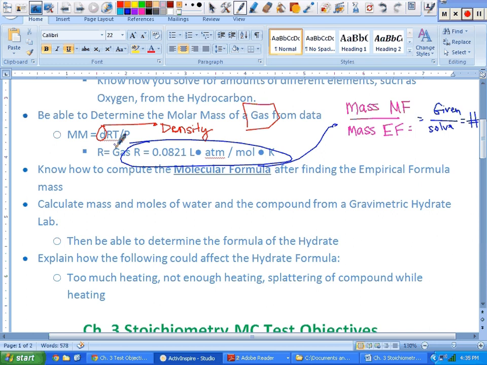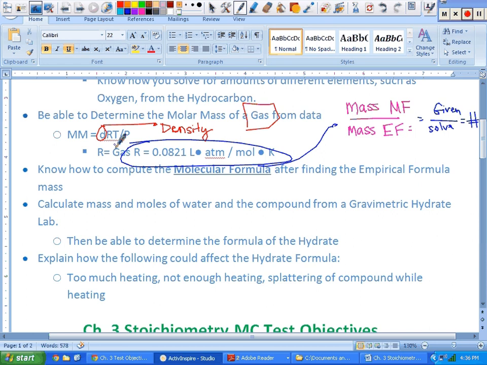Calculate the mass and moles of water and the compound from a gravimetric hydrate lab. Here's what's going to happen. I'm going to take a compound that's got a hydrate in it, and I'm going to burn that thing. Okay? I'm going to burn it, and then I'm going to mass it. I'm going to burn it again, and I'm going to mass it again.